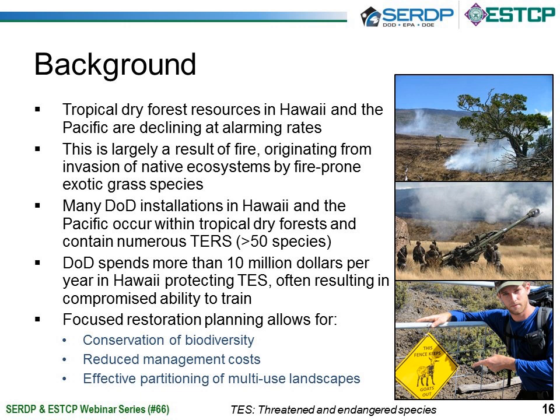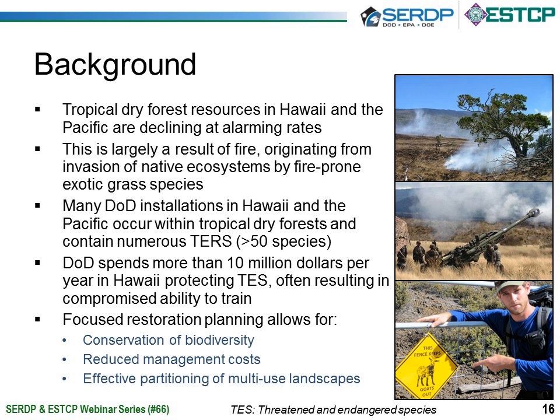So just to give you some background for those of you not very familiar with our ecosystems here, tropical dry forests, and not just in Hawaii but around the world, are declining at alarming rates. And in the case of Hawaii, this is primarily a result of fire, which originates with the invasion of native ecosystems by fire-prone exotic grasses. And in Hawaii, many of the Department of Defense installations occur in these tropical dry forests because they're very suitable for training. But also these areas contain a very large proportion of the threatened and endangered species. I think more than 25% of the plant species listed in Hawaii occur in these ecosystems.